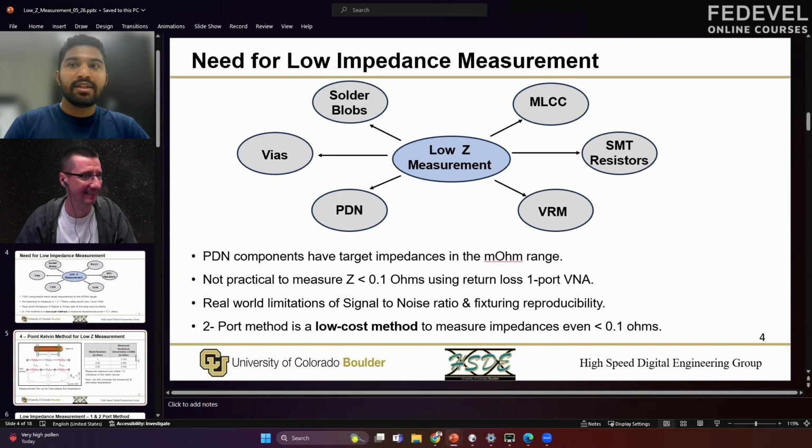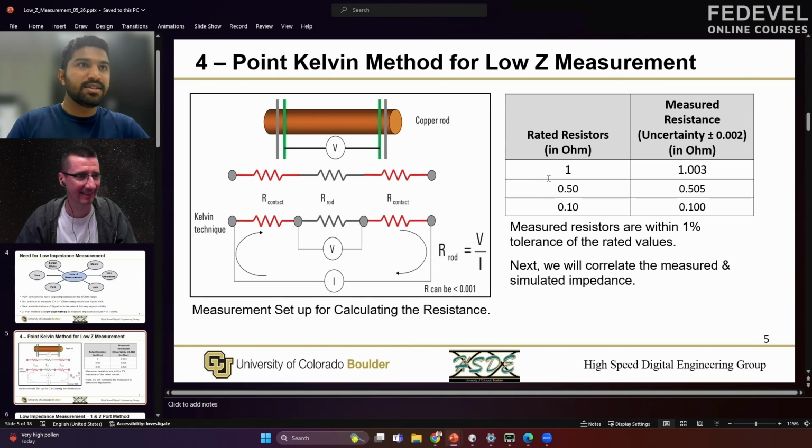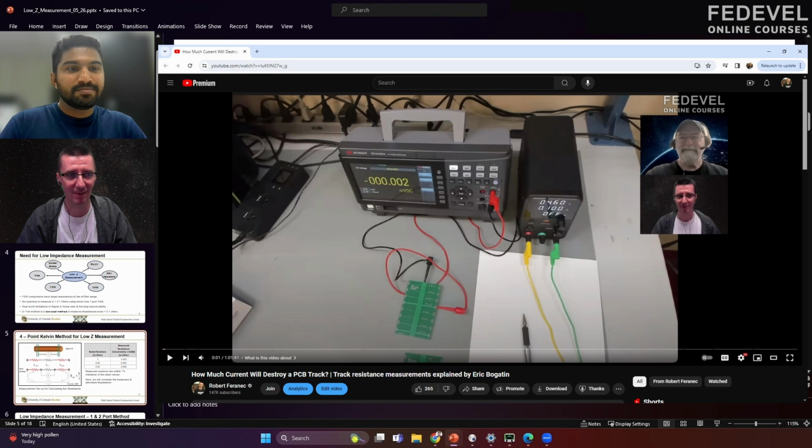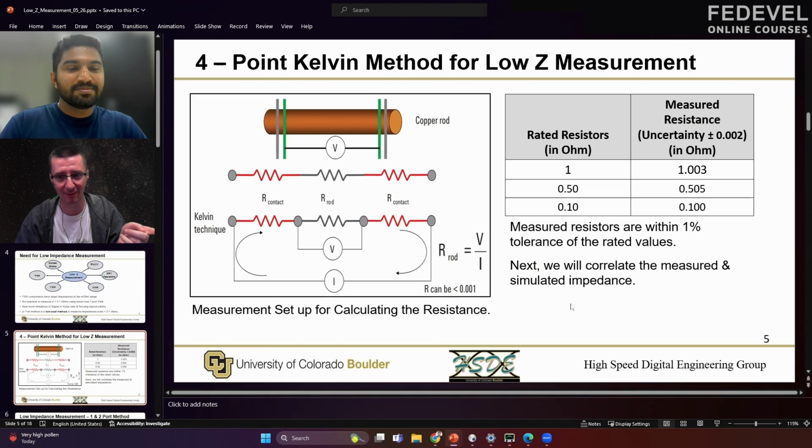So I tried measuring the DC resistance of some resistors that I had. I had three resistors, 1 ohm, 0.5 ohms, and 0.1 ohms, and I measured the DC resistance of these resistors using the 4-point Kelvin method. In this 4-point Kelvin method, we pass a known current through the device under test, and we measure the unknown voltage across it, and through that we calculate the DC resistance. And why did I use the 4-point Kelvin method? Because in this method we can get rid of the contact resistances. We made a video with Eric about this, so if someone is interested to learn more details about this, they can watch this video.